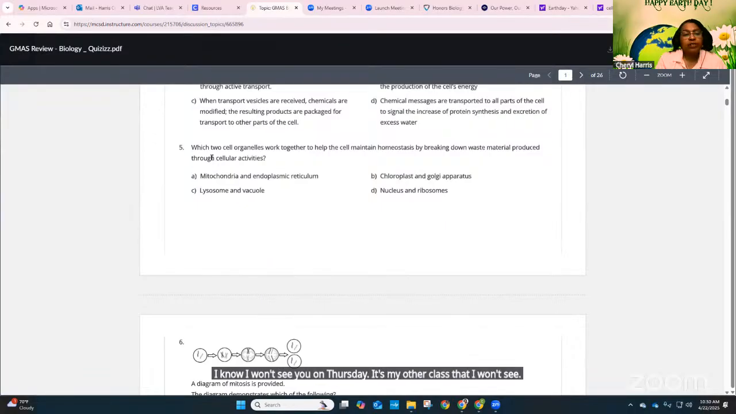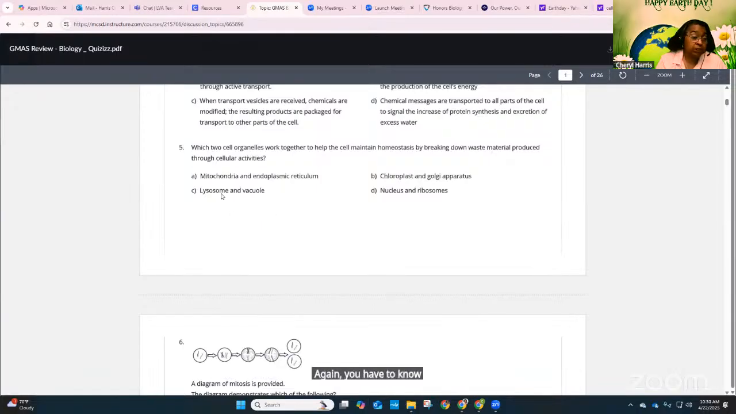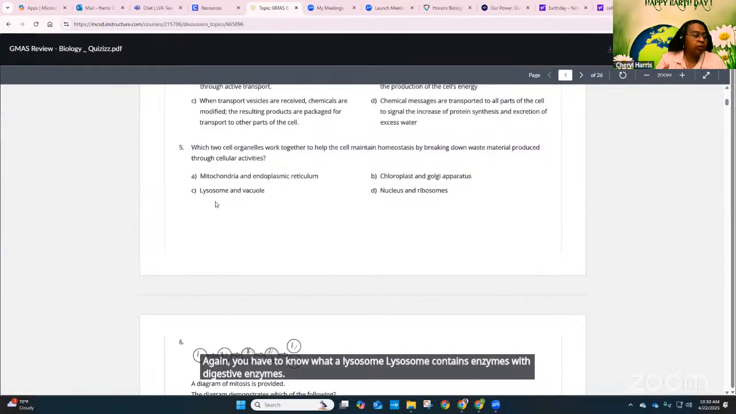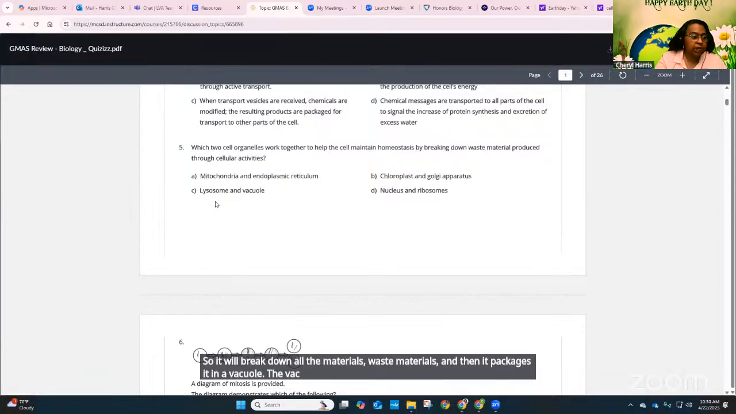All right. Which two organelles work together to maintain homeostasis by breaking down waste materials produced throughout the cell? Again, you have to know what a lysosome does. Lysosome contains digestive enzymes. So it will break down all the waste materials, and then it packages it in a vacuole. The vacuole moves over to the side of the cell, spits it out. So they work together.